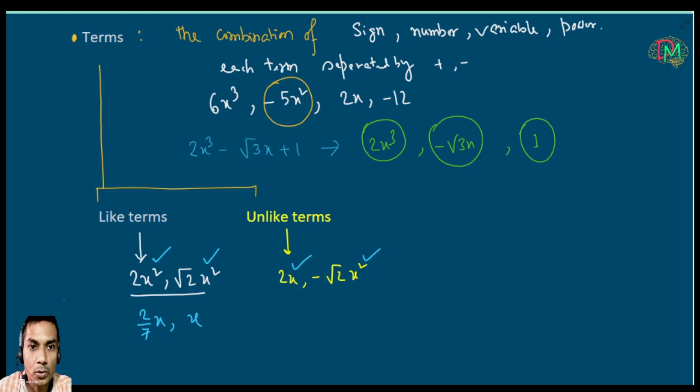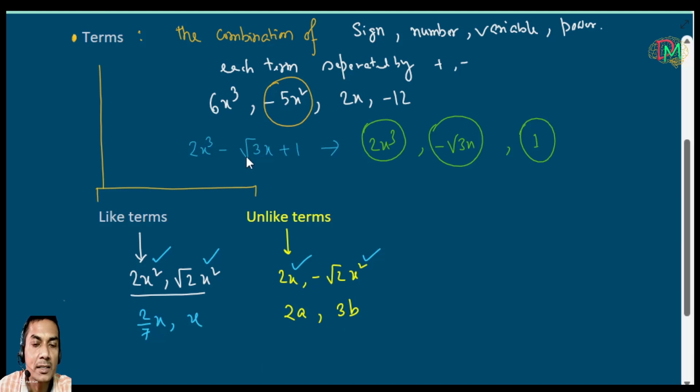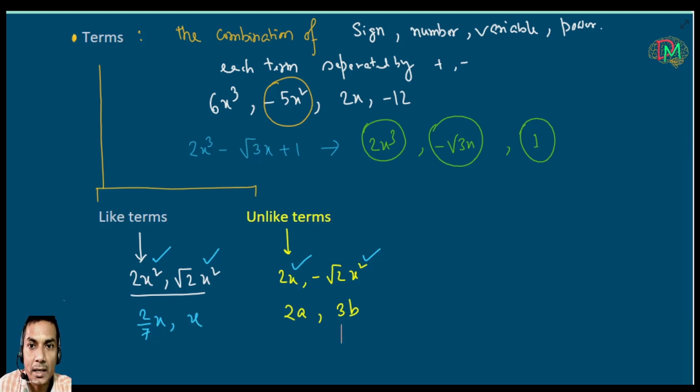And also you can say that, for example, 2a and 3b are also unlike terms because the variable itself is different. We know the variable is represented by the English alphabet, and here the variable itself is different. So these are also unlike terms.